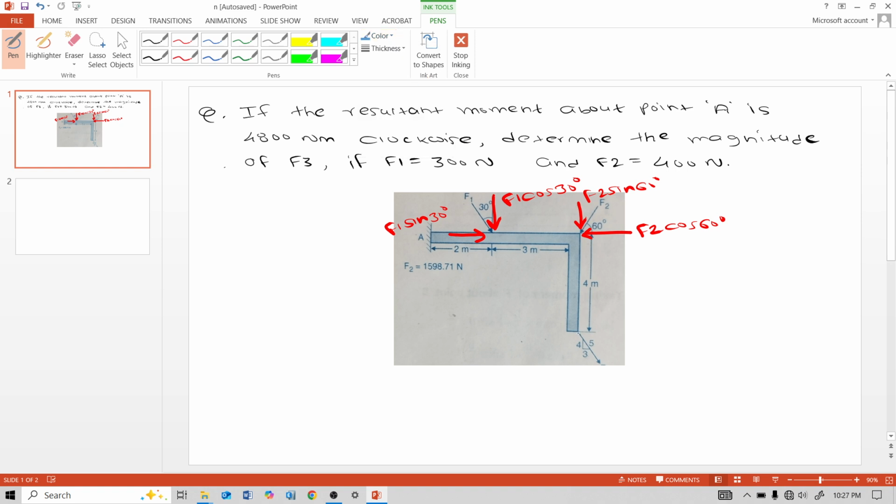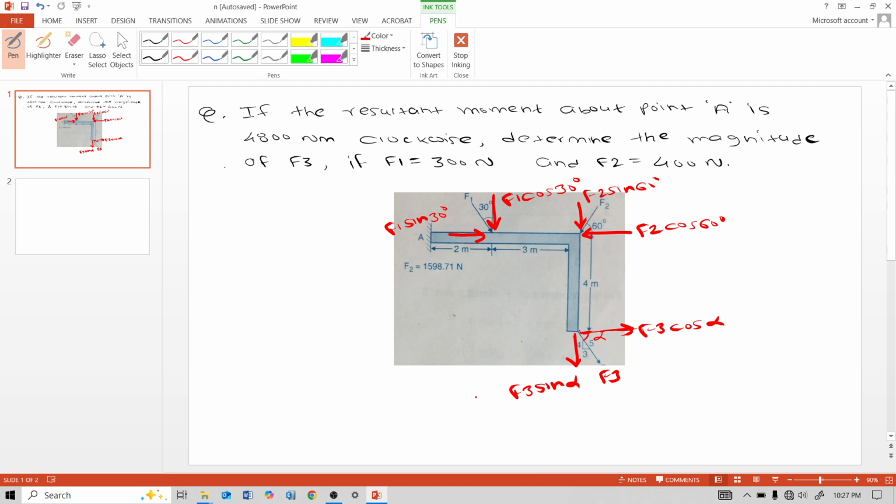Here understand that it is making an angle alpha with horizontal, alpha, and this force is the F3 force, so it is F3 cos alpha like this, and it is F3 sin alpha.